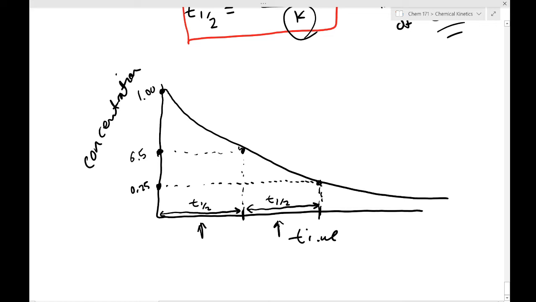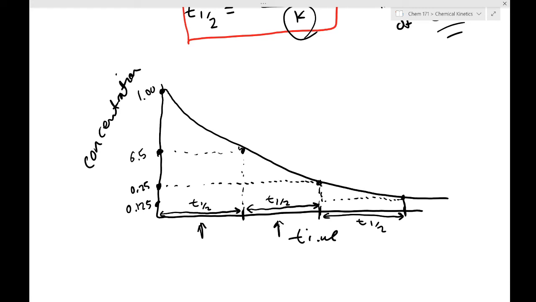And we can do the same thing again with 0.25. We can cut that in half and get 0.125. Okay, and that goes all the way over to here, and we get another t1/2 over here, and again, it should equal the other two. Okay.